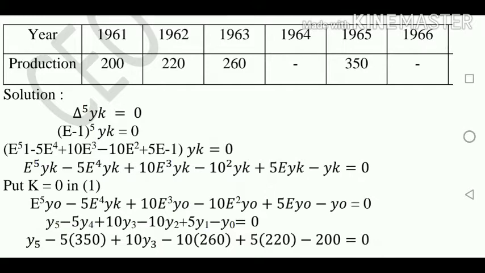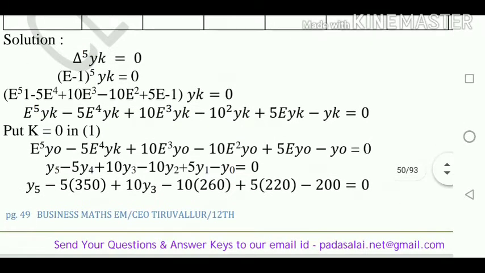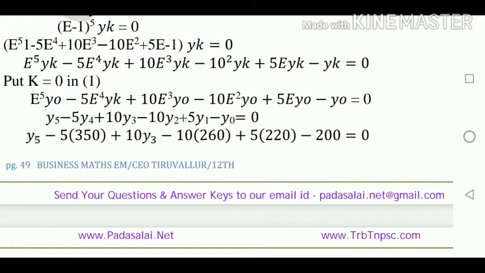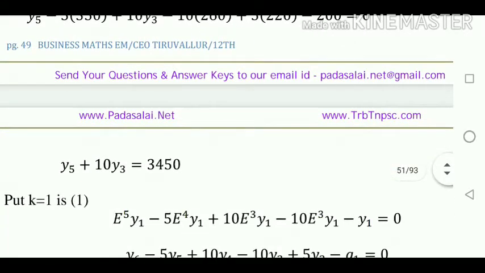y4 and y5 are also missing, but we are writing the formula for y5 as it is. Then y5 plus 10 y3 equal to 3450. After simplifying, we are getting 3450. Now we are putting the value of k equal to 1.